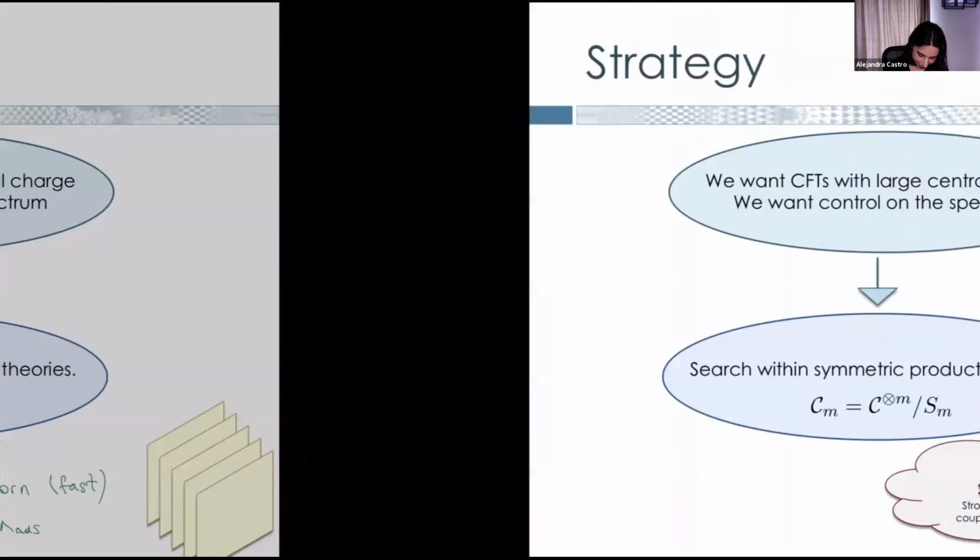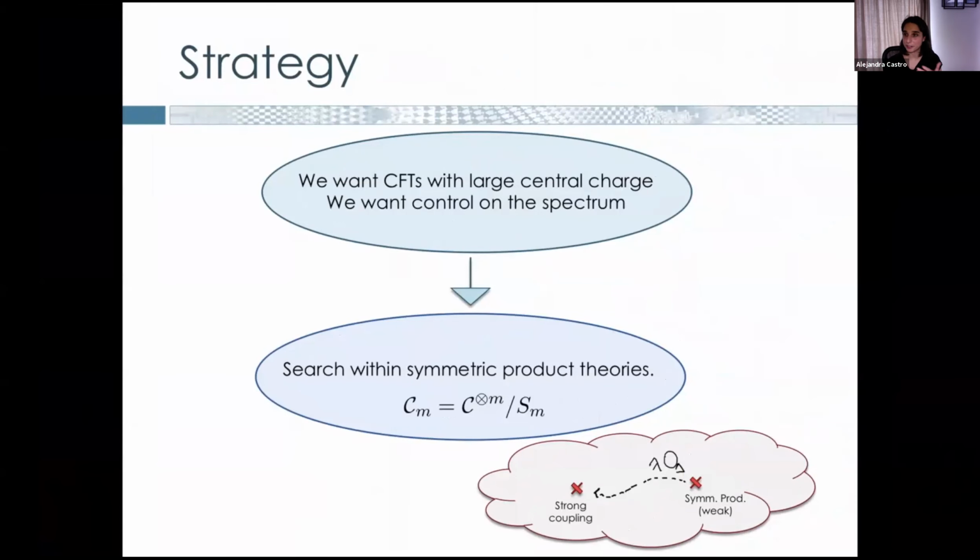Let's not give up there, because these symmetric product constructions appear quite a lot in our string theory literature. They appear in the D1-D5 system, for instance, and other examples of AdS3/CFT2. And so what's the story there?